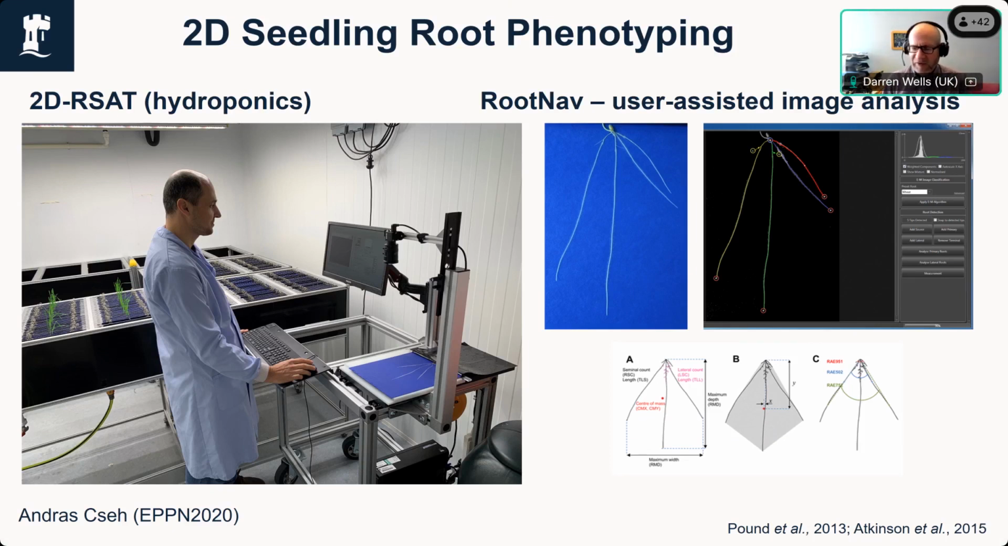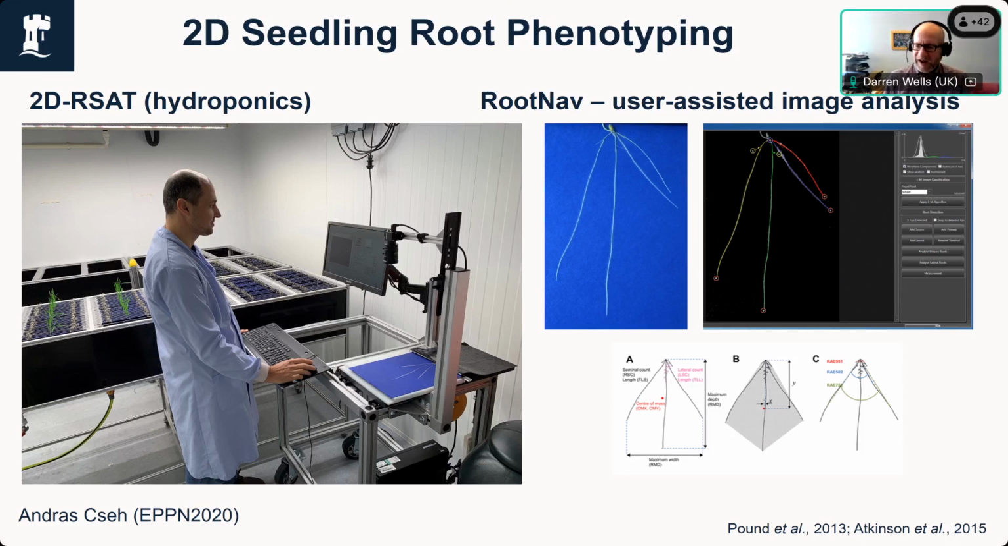Similarly, the software we developed for that is called RootNav. And as you can see from the two pictures on the right-hand side, it extracts all the root data that we can think of at this time. It fits a spline to each of the roots, it works out the root classes, and it works out things like angles and areas covered. The problem with that system is at the time when we wrote it, it was very hard to fully automate it. So it's what we call user assisted. So the user has to come in and tidy up the image a little bit to make sure it's found all the right parts.